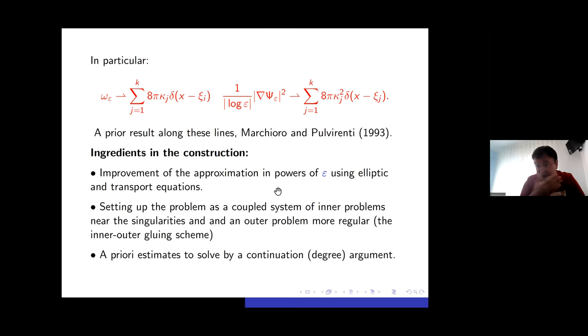Later, after we find a sufficiently precise approximation, we set up the problem as a coupled system of problems that reflect what is happening near the vortices, and a more regular one that drives what is happening far away from the vortices. So the two problems are expressed in different scales and they correspond to a coupled system. And if the parameters, in particular these points, these centers, are conveniently chosen, the system becomes solvable. In fact, weakly coupled. And that allows us to find a priori estimates that let us solve the equation using a Leray-Schauder degree argument.